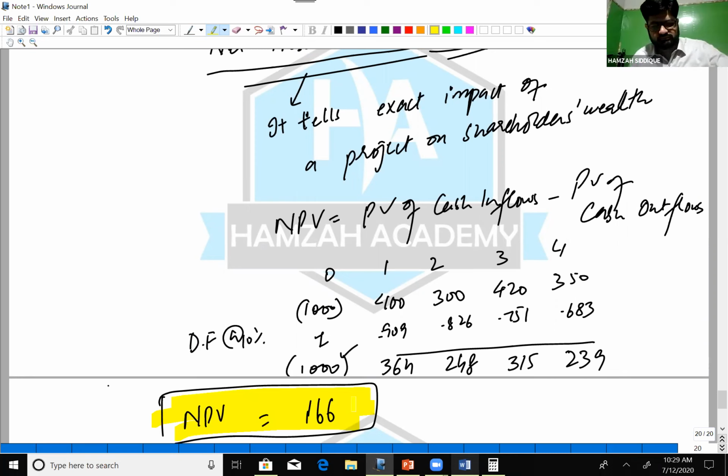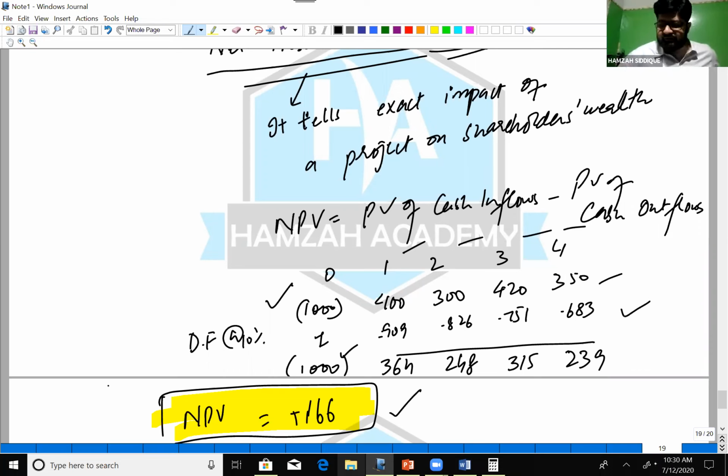166 positive. You see here, the project, how much was the investment? 1000. These will be the cash flows given. We deducted the cost of capital by discounting and got the present value. We paid off the initial investment. Still in our bank account, we have 166. So the company's shareholders' wealth has increased by 166.